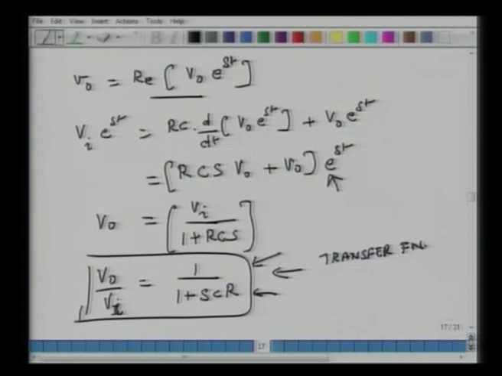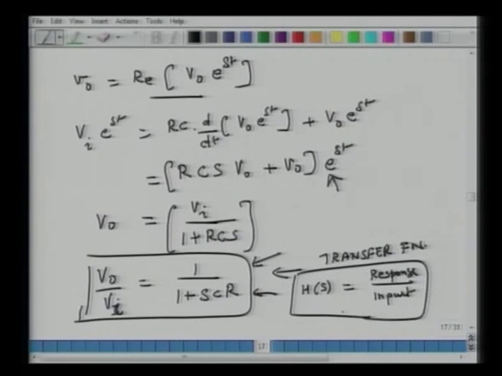In a strict sense, here it just happens that V naught and V I are the complex magnitudes of the actual voltages. In a very strict sense, the transfer function, which can be designated as H(s), is basically response over input. But it just happens that e^(st) in this thing goes away because it's a linear system.